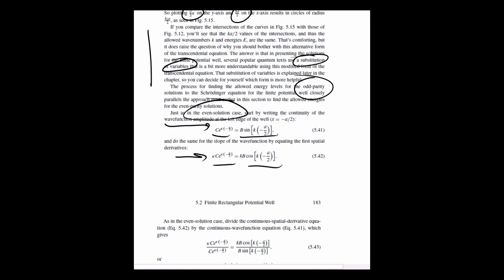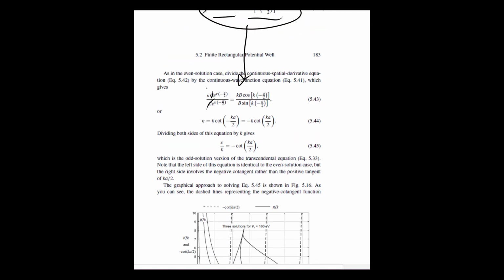And just as we did before, we're going to divide this equation by this one. That's shown down here. Exactly as before, the c's cancel, this cancels, the b's cancel, and cosine over sine is cotangent. So you see that written there. There's the kappa, there's the k. Since we've got a minus sign inside, we can move that out, and we get minus k cotangent ka over 2. If we divide both sides by k, this is the odd parity version of the transcendental equation that we saw earlier for the even parity case. The only difference is where we had a positive tangent, we now have a negative cotangent.